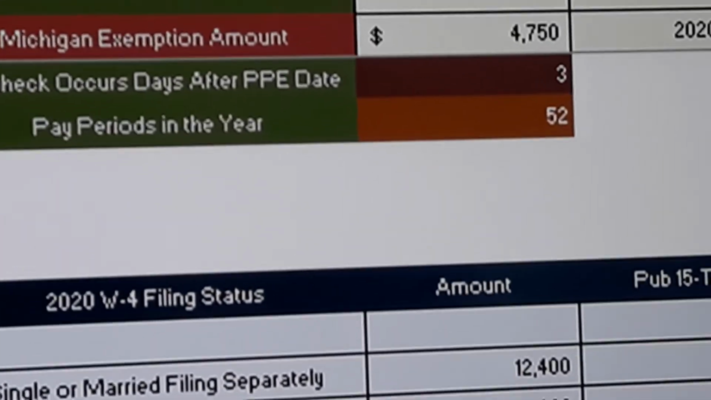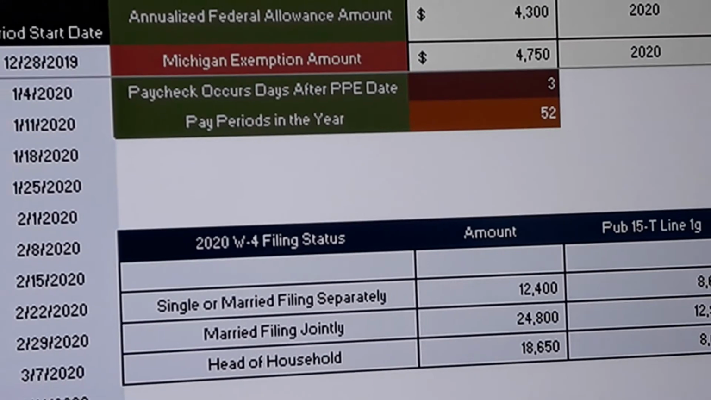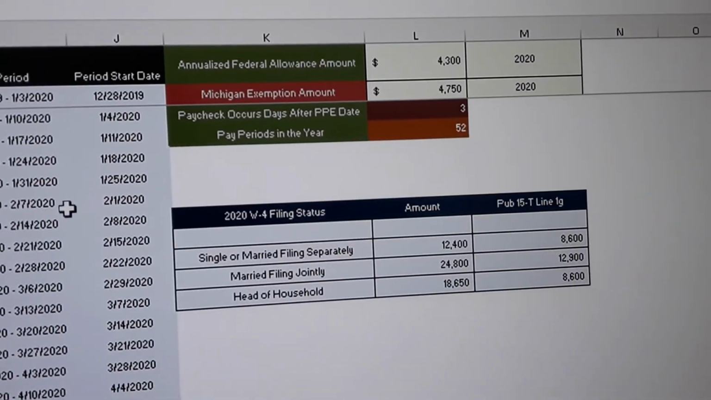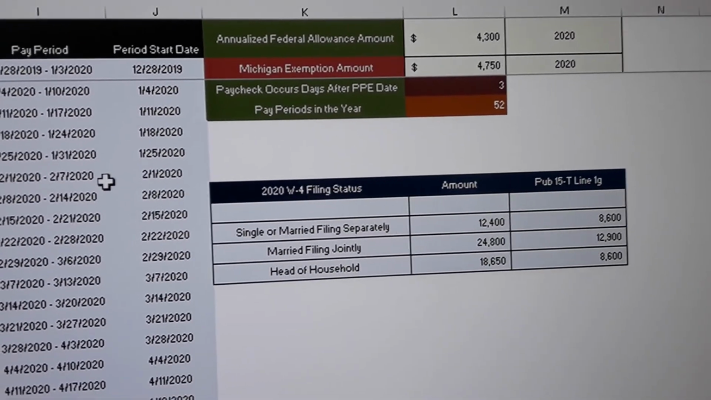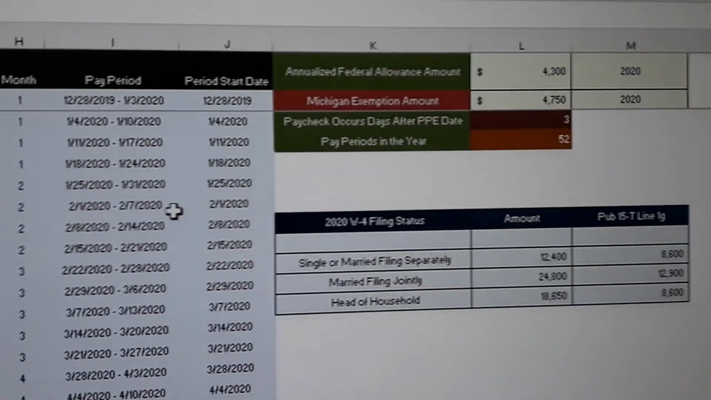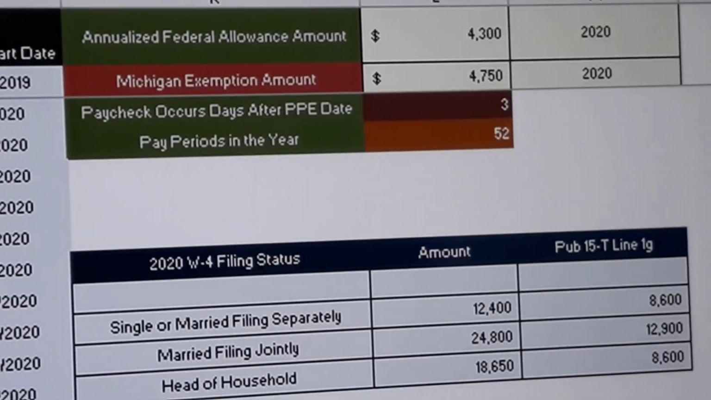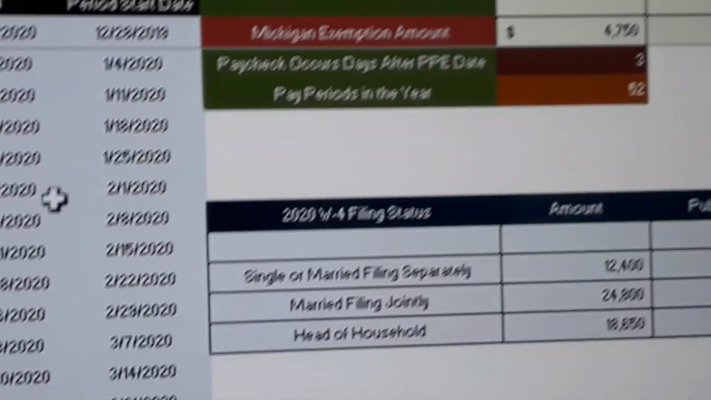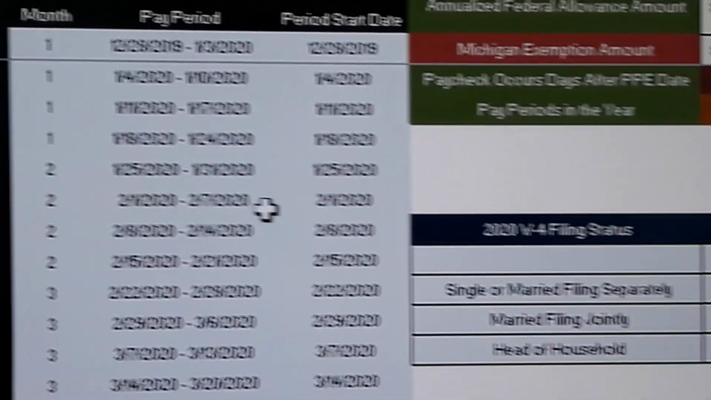There's 52 pay periods in the year. This is a weekly version. You can end up changing those numbers to fit the proper pay period. If you pay every 2 weeks or pay semi-monthly, you're going to change that number in the pay periods record sheet to 24, or 26 if you're doing bi-weekly.